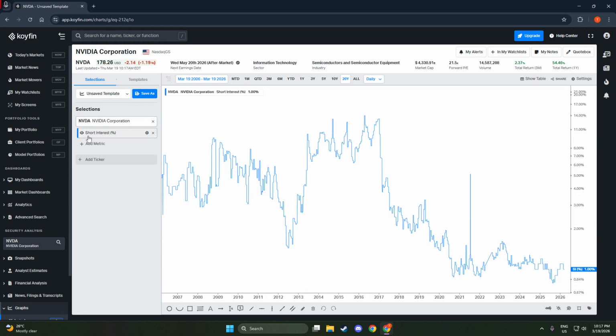Short interest percent shows the proportion of the company's free float that's currently sold short, which helps normalize across different market caps. Short interest notional converts those shorted shares into a dollar figure, giving you a sense of the scale in monetary terms. Some views will also display the number of shorted shares directly.